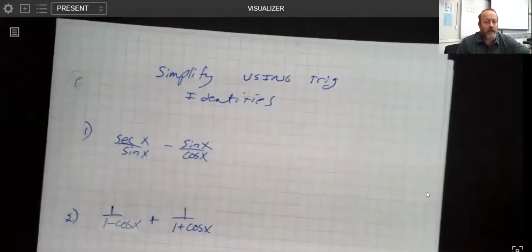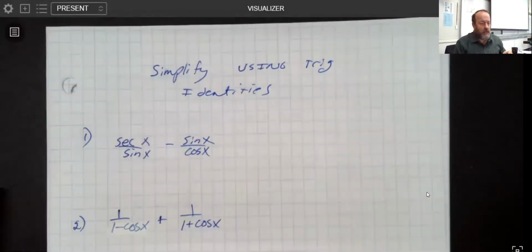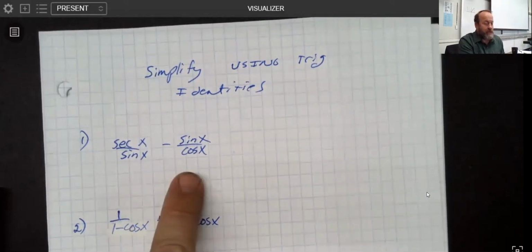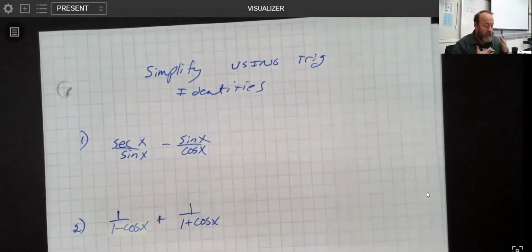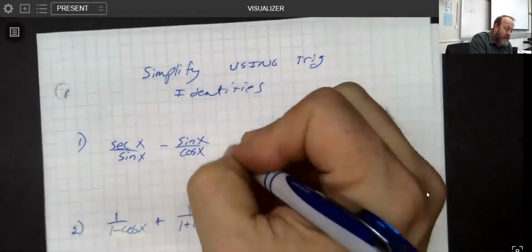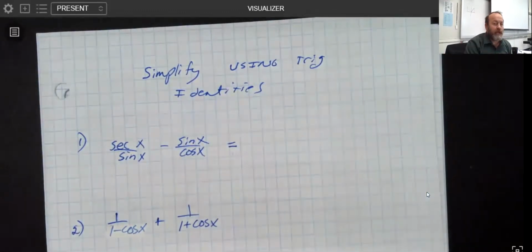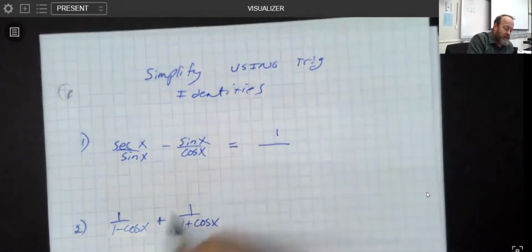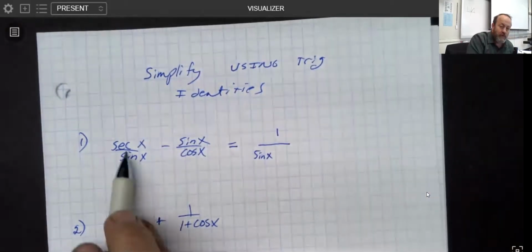These problems right here, I've often had students find them to be somewhat challenging when you're trying to simplify some kind of a trig expression using identities. So the first thing that I personally like to do if I'm solving a trig identity is turn it into sines and cosines. So earlier on, we mentioned that a secant is a 1 over the cosine.